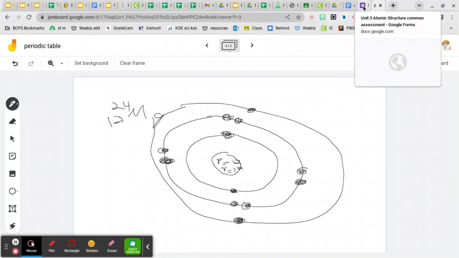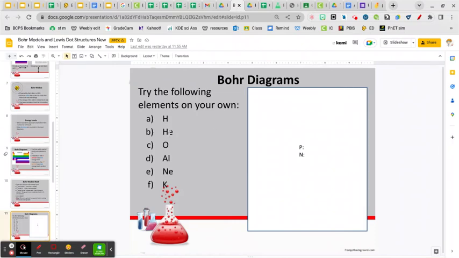On your worksheet, it asks you to draw the Bohr models for these. So hopefully you can go back and watch it again if you need to figure that out. Now, let's go and look at Lewis dot structures.